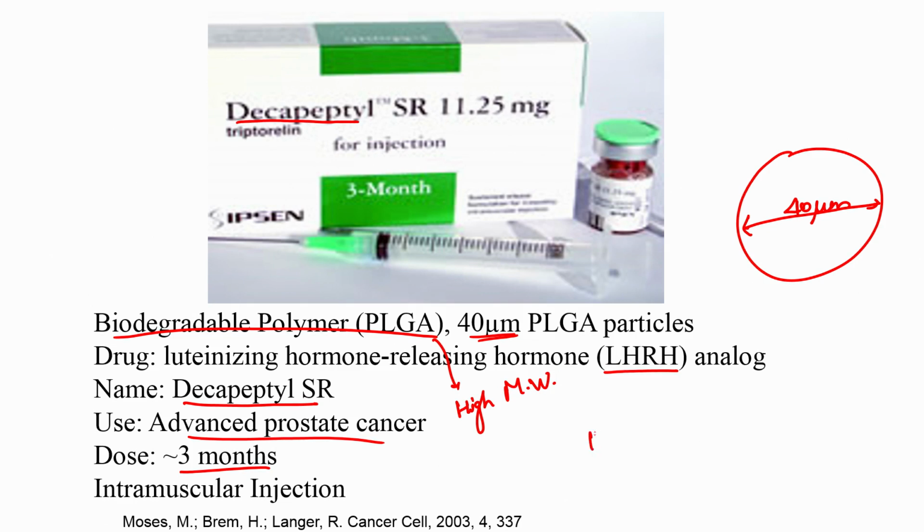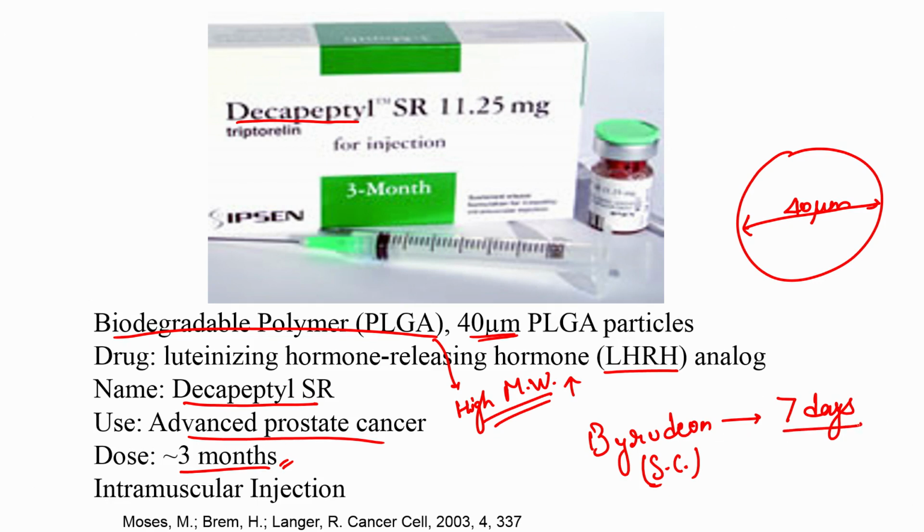So, if I now compare this to the other formulation that I told you about, which is for the SC route, that one was going to last in the body for about 7 days, while this one we are talking about lasting for 3 months. So, if I compare the molecular weights, the molecular weight for this will be higher, right. That other one degrades in about 7 days, so it will be a fairly low molecular weight PLGA, but in this case it is higher. This is one of the products that is out in the market.